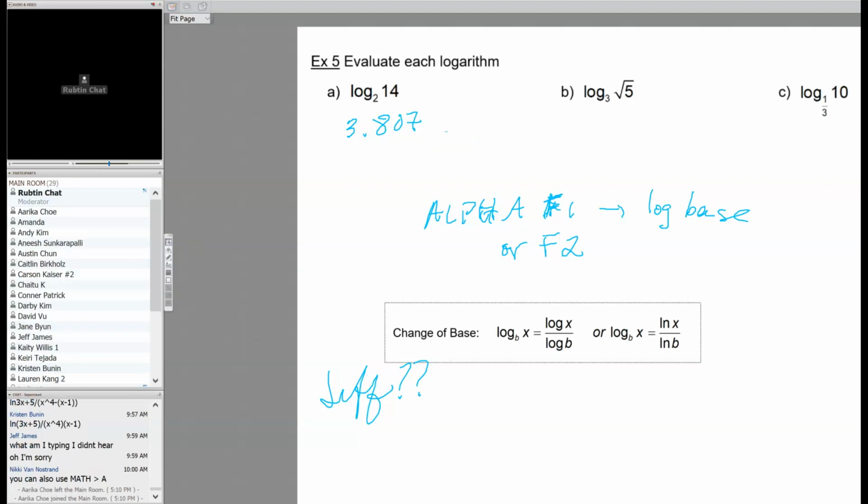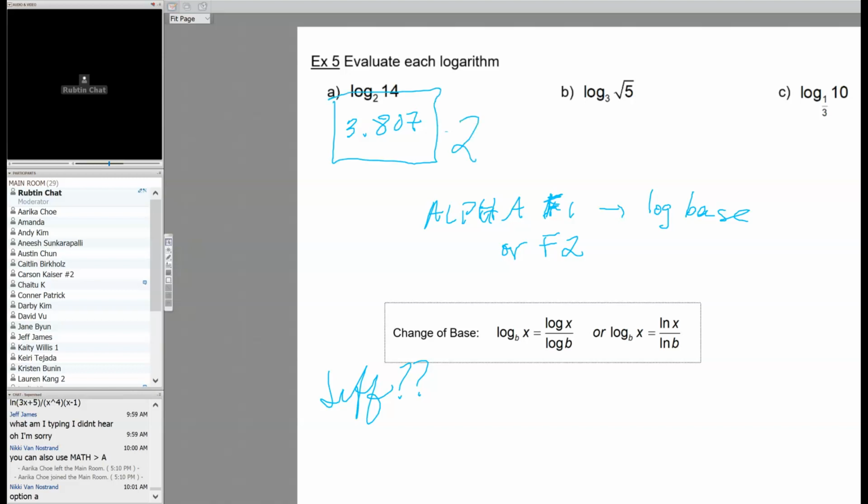Yes, you can also use math A. I see. You just don't see it. Yeah, that's like the other one. So lots of ways that you can do this. You want to be good at doing this. I want you to raise, so that's your actual answer. That means that 2 to the 3.807. So if I actually do that, 2 to the 3.807.